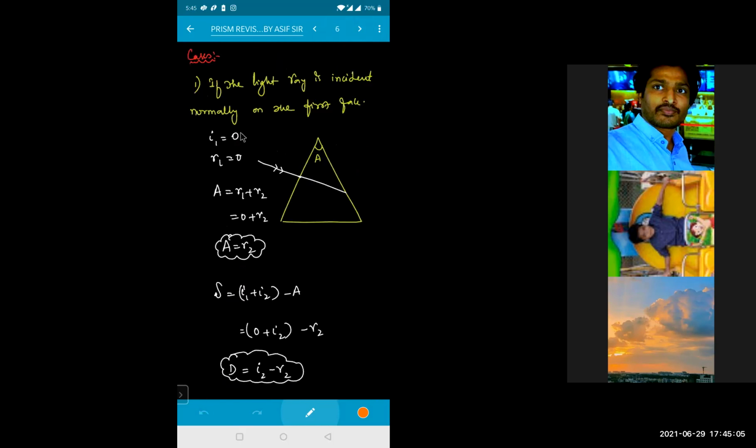Cases today. If the light is incident normally on the first surface.